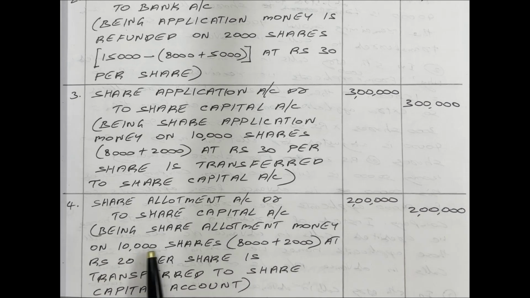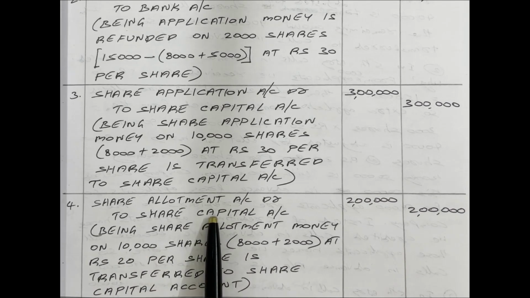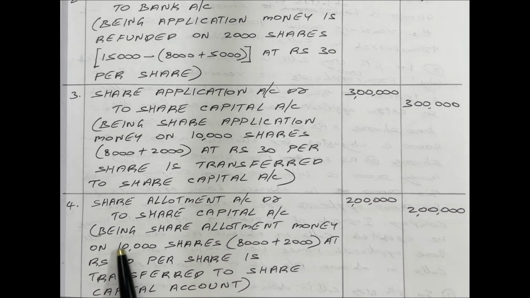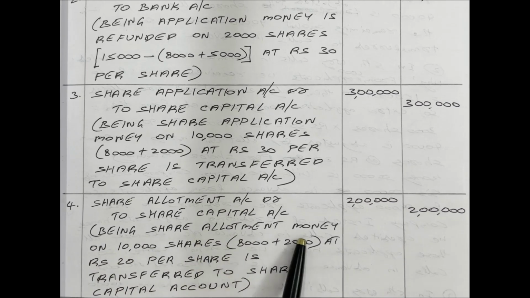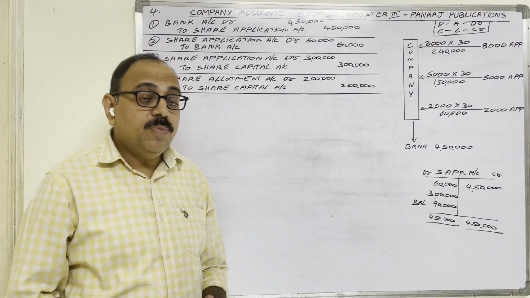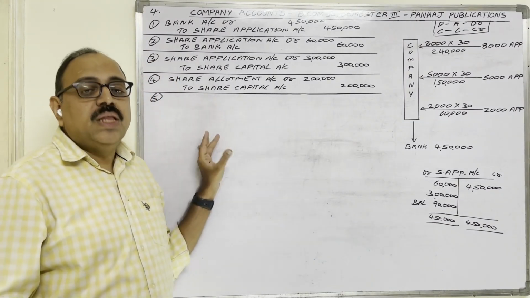On 10,000 shares, allotment money should come. On one share, allotment money is 20 rupees. So 10,000 shares into 20 rupees each, 2 lakh rupees. Mention that in the narration. Being share allotment money on 10,000 shares at 20 rupees per share is transferred to share capital account. How are 10,000 shares coming? Company is allotting 8,000 shares to first category applicants, 2,000 shares to second category applicants. Total allotted shares are 10,000. Now come to fifth entry for receiving the amount.